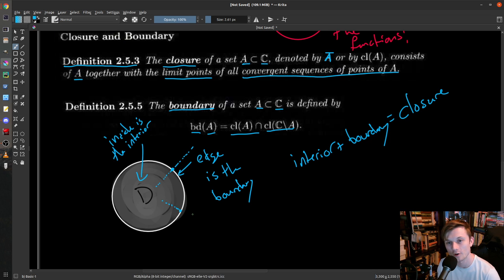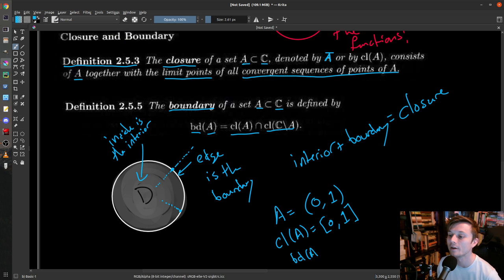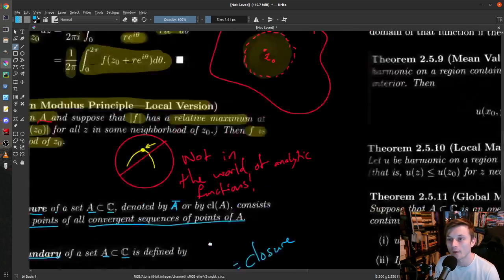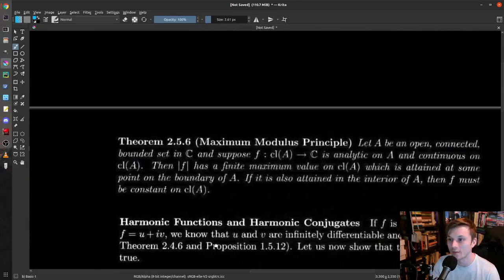So just think of a circle, or even just think of an open interval. Say you've got the open interval A from 0 to 1, then the closure of A will of course be the closed interval from 0 to 1, and the boundary of A is just going to be the set {0, 1}. See what I'm saying? So the boundary is the edges and all that, right? If in this case you're looking at D, the boundary is the boundary of the circle. It's exactly what you intuitively expect. Okay, so talking about boundaries and closures makes certain statements we're going to make a lot easier.